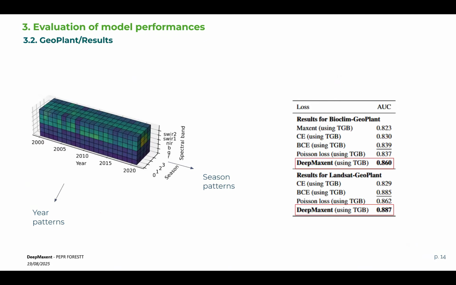In terms of results, DeepMaxent outperforms the other methods in both cases. It's also worth noting that in the second case, binary cross-entropy performs well, especially when dealing with fine-grained resolution data, where biodiversity observations are often 0 or 1.